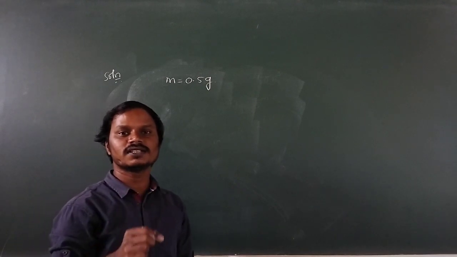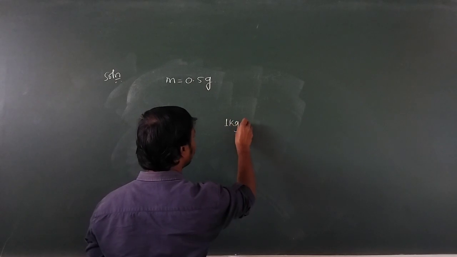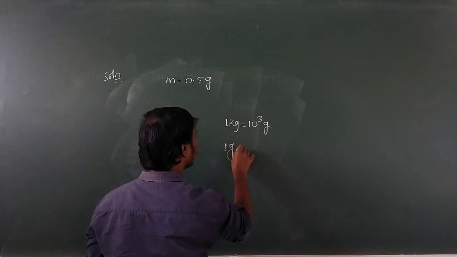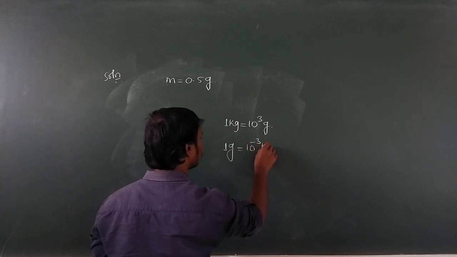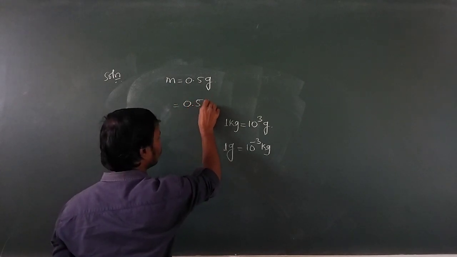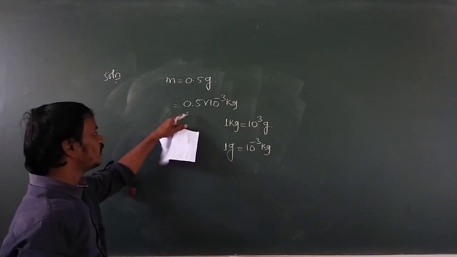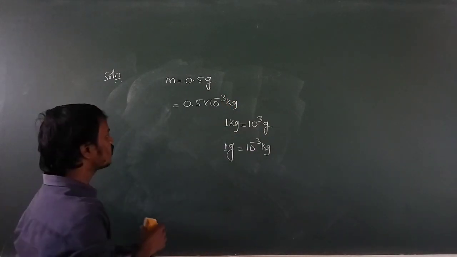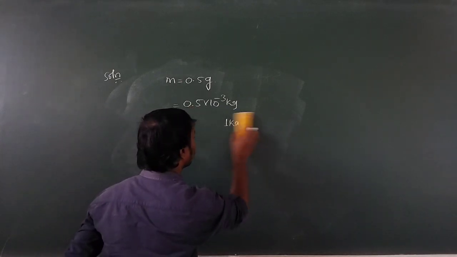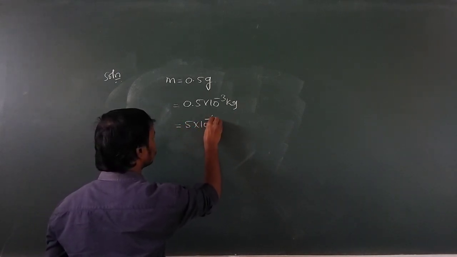1 gram in terms of kg is 10 to the power of minus 3 kg. See here, 1 kg is equal to 10 to the power of 3 gram. Then 1 gram is equal to 10 to the power of minus 3 kg. Hence this can be written as 0.5 into 10 to the power of minus 3 kg. Otherwise, I will take 0.5 as 5. So let us displace the decimal point after one digit in which direction? Right direction. So it is 5 into 10 to the power of minus 4 kg.